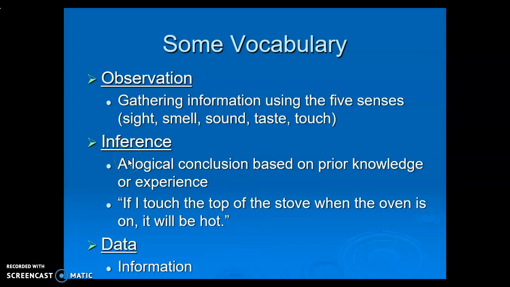Our next is an inference. An inference is a little different. It's a logical conclusion based on your prior knowledge. I have an example of an inference written here. It says, if I touch the top of the stove when the oven is on, it will be hot. Based on your prior knowledge, since you've probably used an oven before, you know that when you turn it on, the top of the stove gets hot. That's a good educated guess about what you think is going to happen, but maybe you just turned the oven on, maybe it hasn't had time to heat up the top of the stove, so we can't be sure.